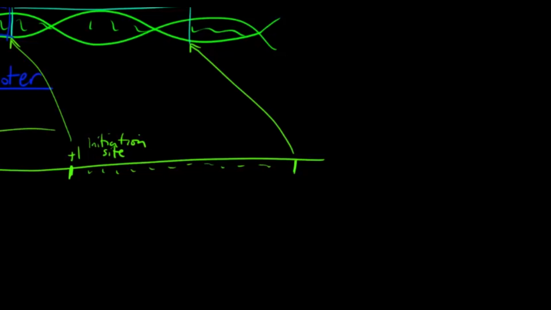Going in this direction is known as upstream. Yes, this direction is upstream, towards the 3' end of the DNA, and we count up from here in a negative fashion. So if this is the +1 site, the next nitrogenous space along is the -1 site, and then -2, -3, -4, and so on.